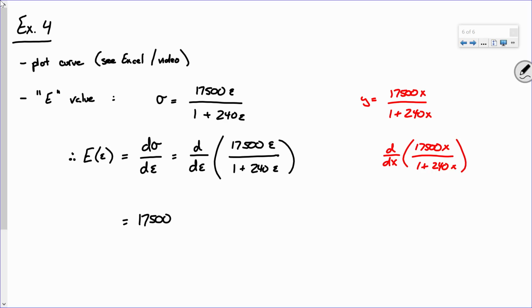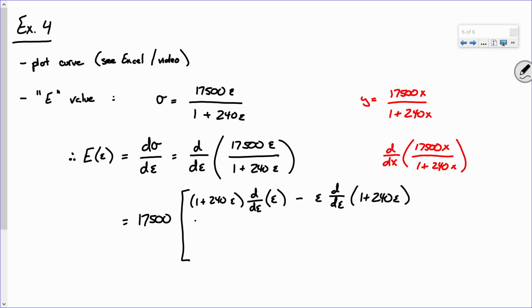So what we got? The bottom times the derivative of the top, which in this case is just epsilon because I took the 17,500 out, okay, minus the top, which is just epsilon, times the derivative of the bottom, all over that squared.